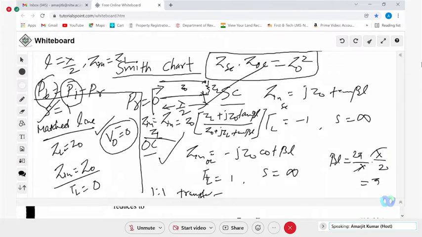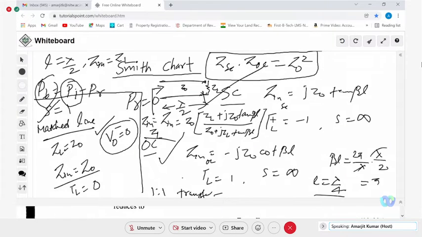So that means if we add lambda by 2 long length for the transmission line, the input impedance will be the same as the load impedance. That will be ZL. So impedance is not transformed, 1:1 transformation. Okay. If the length is equal to lambda by 4, then what is happening to the load impedance ZL? If L is equal to lambda by 4.